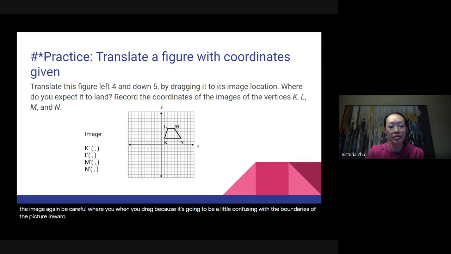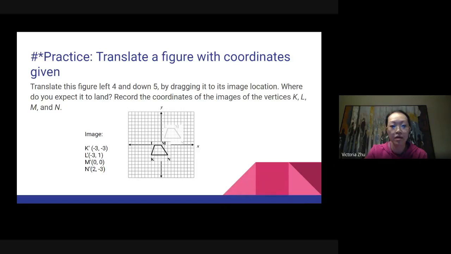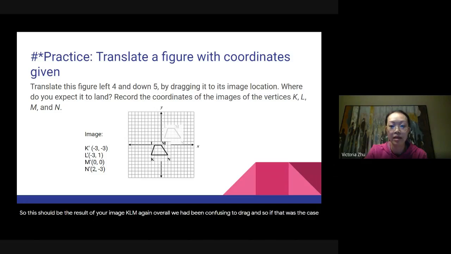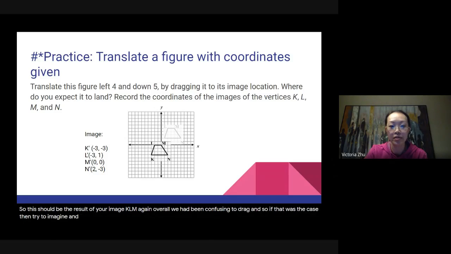And where do you expect it to land? Record your coordinates of the images of the vertices K, L, M, and N. So this should be the result of your image KLMN. Again, it would probably have been confusing to drag, and so if that was the case, then try to imagine and trace each of those corners down to its spot.